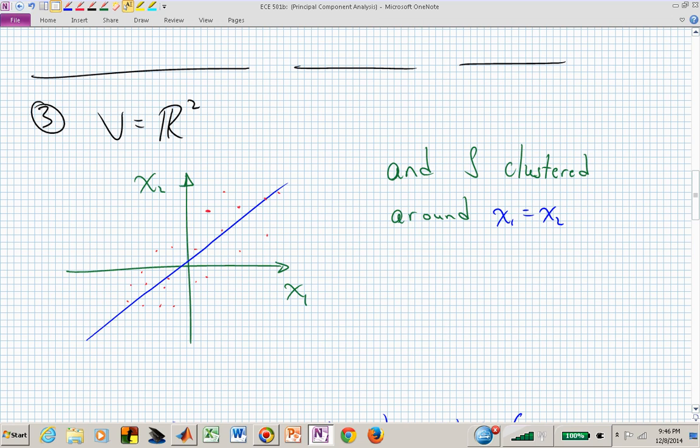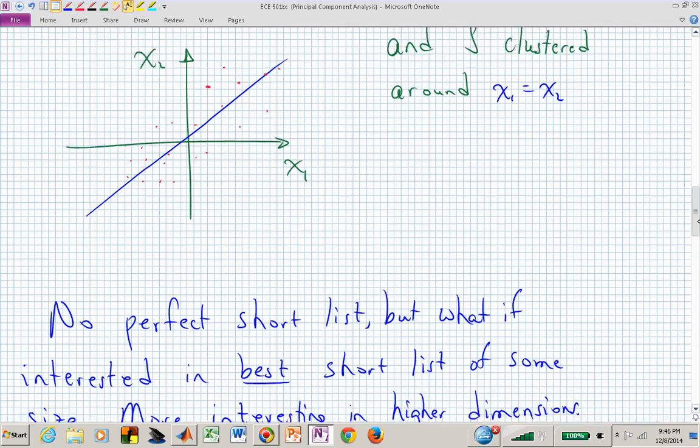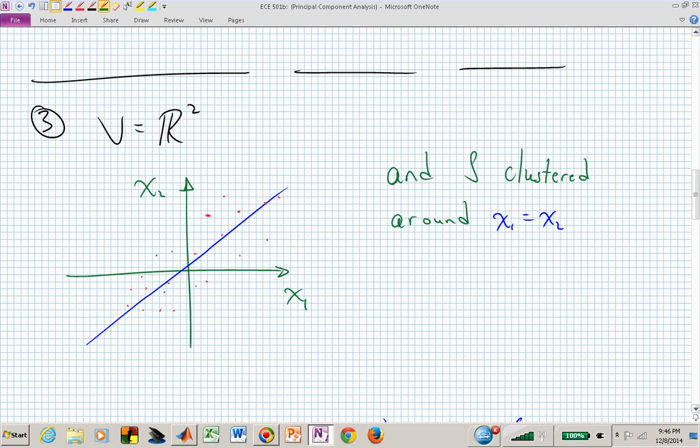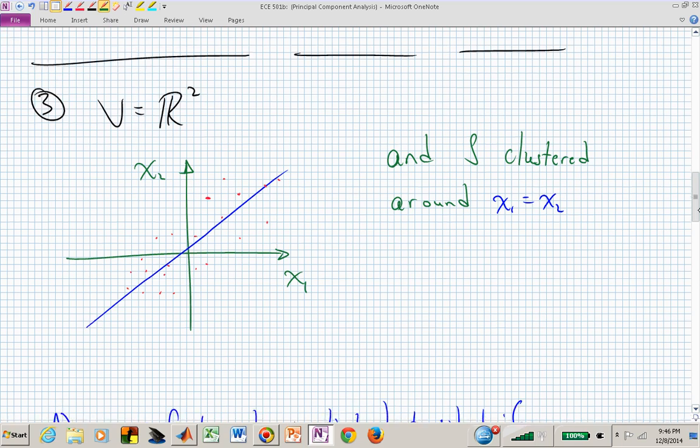And now, if somebody gave us a point in that plane R2 that was supposed to be clustered around x1 equals x2, we just need to know that direction, and then the distance along that direction would give us that particular vector. And so we would really only need a list that's one long in order to describe a point, or we would just need one number to describe that information in that principal component.